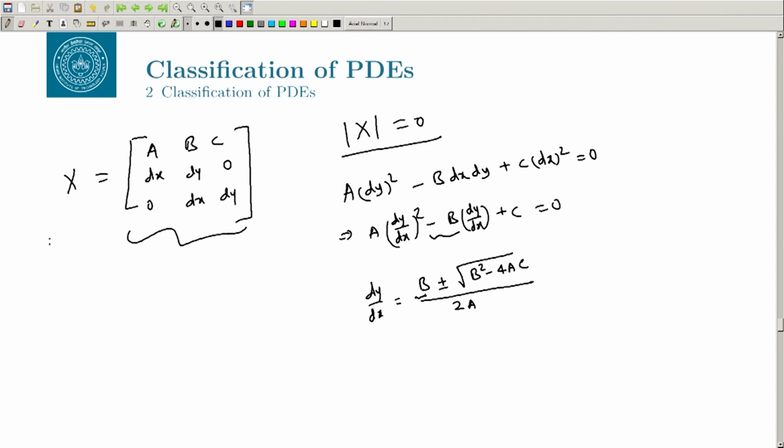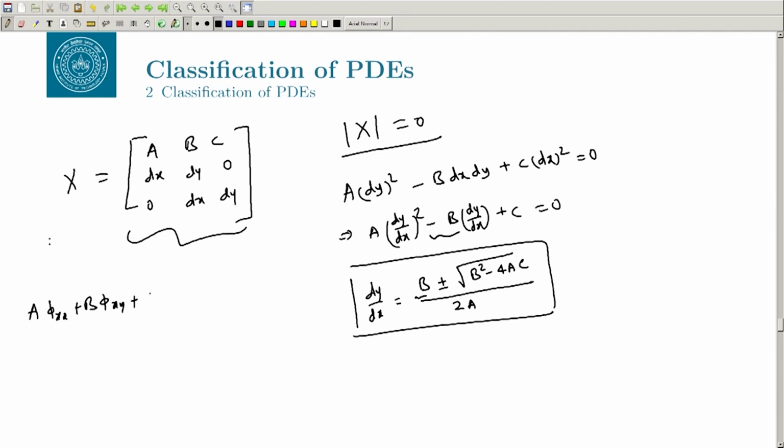So, that quadratic equation that we have, remember the general form equation: A phi xx plus b phi xy plus c phi yy is equal to minus h. This was our equation. We are looking for the characteristic lines for this equation, and we got this characteristic line. This is defined by dy/dx equal to b plus minus square root of b square minus 4ac, divided by 2a.